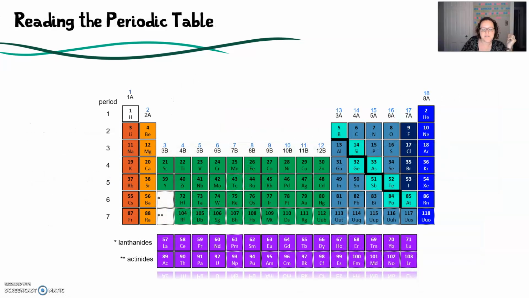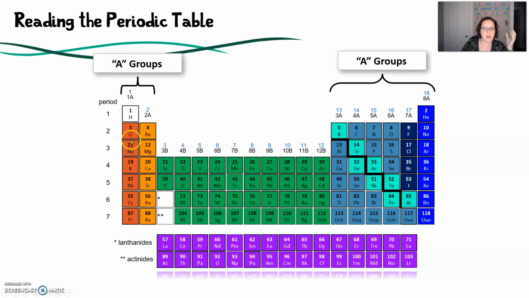Finally, just a brief note on the groups notation that's often found above each column in the table. The A groups that we have listed here are often called the main group elements, and they're really the primary focus of this introduction to chemistry that we're going to get in general chemistry classes like the one we're in, Chem 121, and the one that a lot of you will probably take next semester, which is 122.